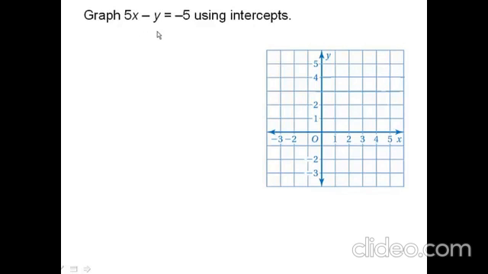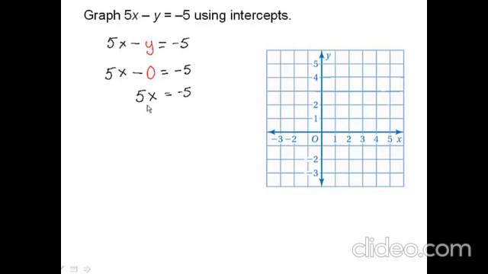Graph 5x minus y equals negative 5 using intercepts. To graph this equation using intercepts, we first need to find the x and y intercepts. To find the x-intercept, substitute 0 for y. We have the equation 5x minus y equals negative 5. When we substitute 0 for y, we get 5x minus 0 equals negative 5. 5x minus 0 is 5x.